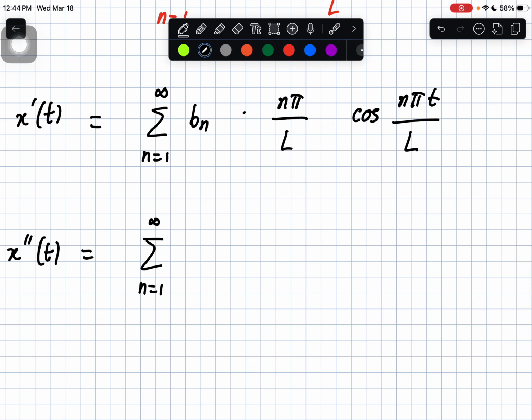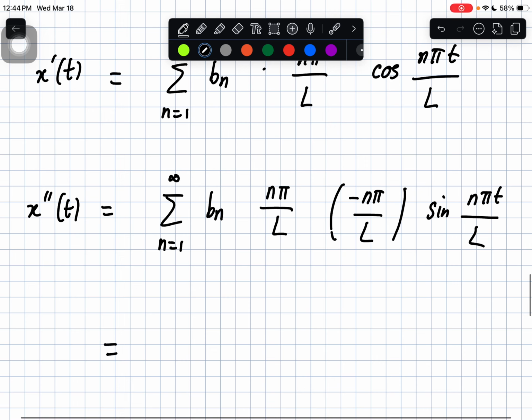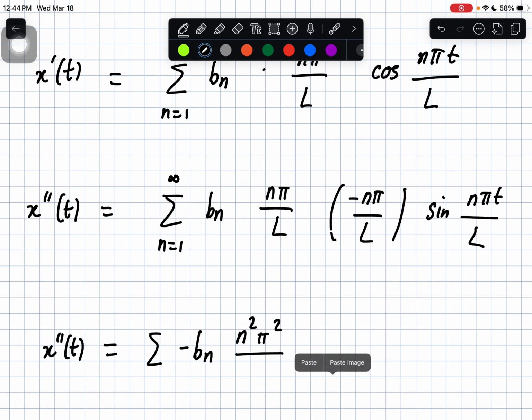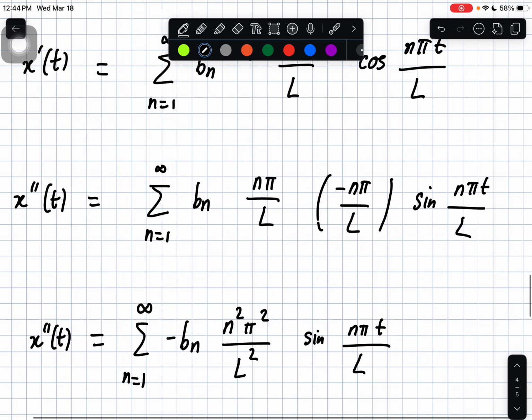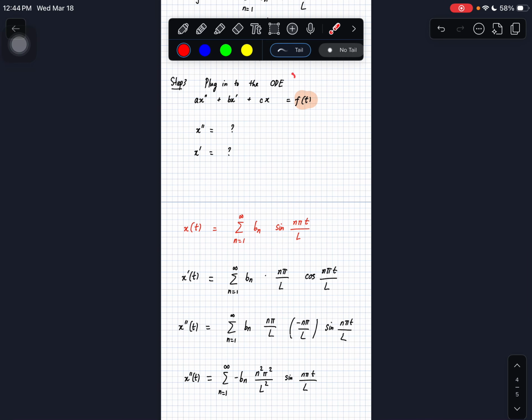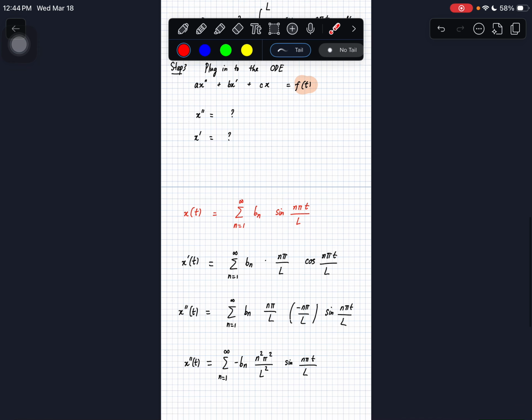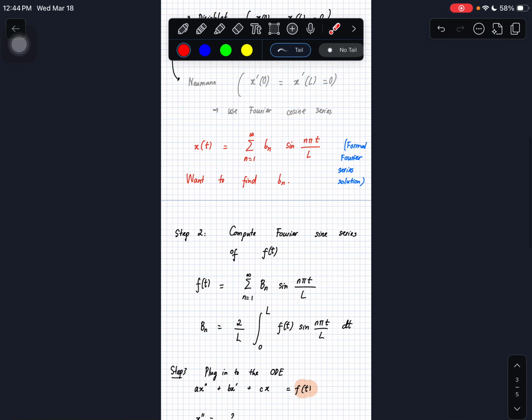And the sum from n = 1 to infinity of Bn (n pi over L) cosine n pi t over L minus sine n pi t over L. So x double prime of t is the sum of minus Bn n squared pi squared over L squared sine n pi t over L. Now we have everything. We can plug in this ODE and solve for the coefficient Bn.